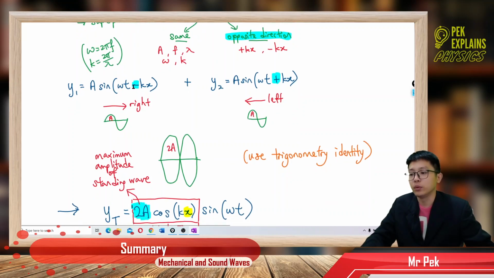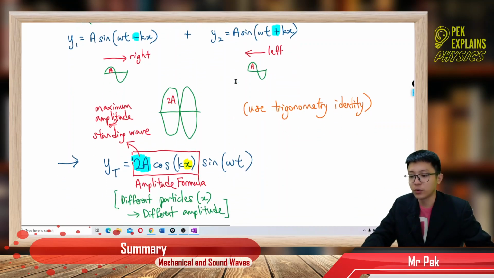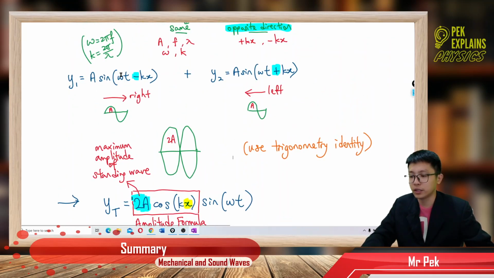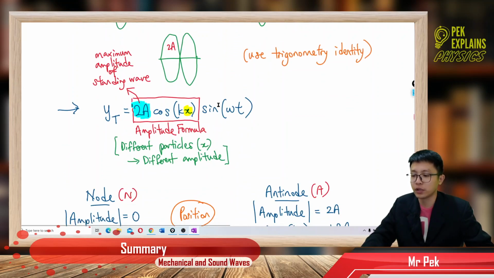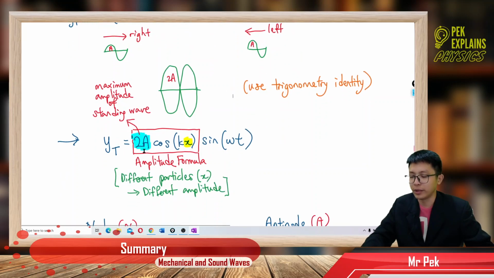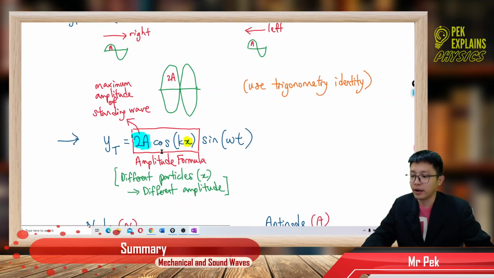So now y1 and y2 plus together, we got a stationary wave equation. When y1, this equation, plus y2, this equation, we get a new equation for the stationary wave. This is the equation for stationary wave. Y total equals 2 amplitude, because each of the individual waves is 1 amplitude. So when you add up, you get 2A cos kx sin ωt.